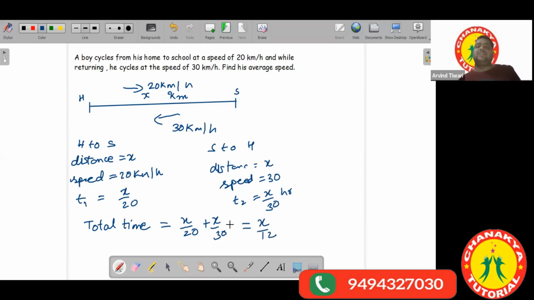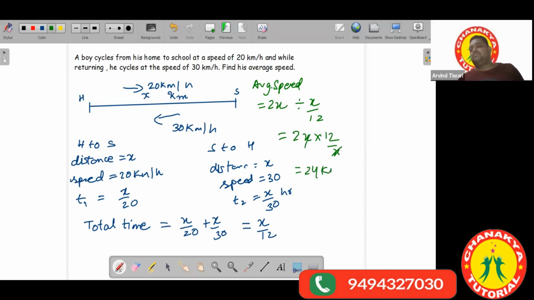Now you know the total distance is 2x. Total distance is 2x, not x. From home to school and school to home, total distance becomes 2x. So now you can write down average speed will be equal to 2x divided by x by 12. So x and x cancel. You get 2x multiplied by 12 by x. So x and x cancel. You have 24 kilometer per hour.